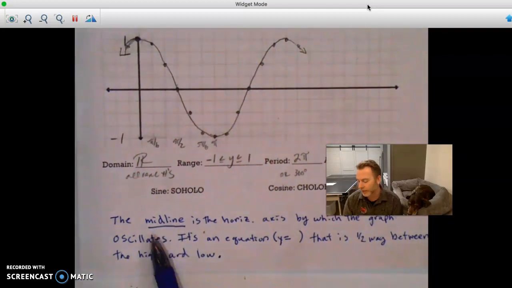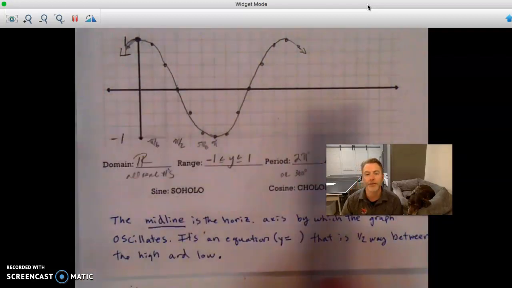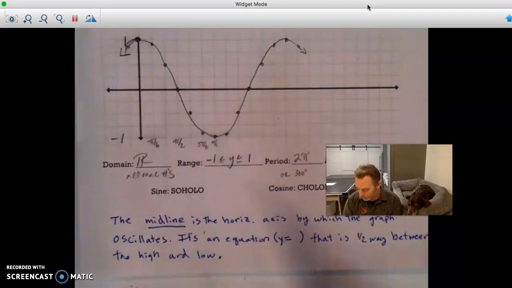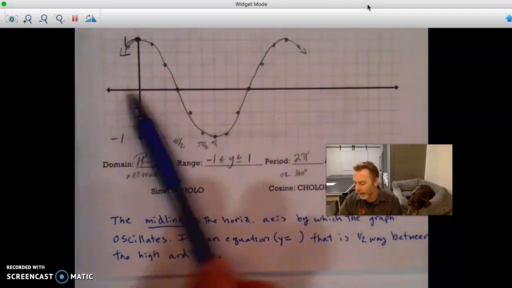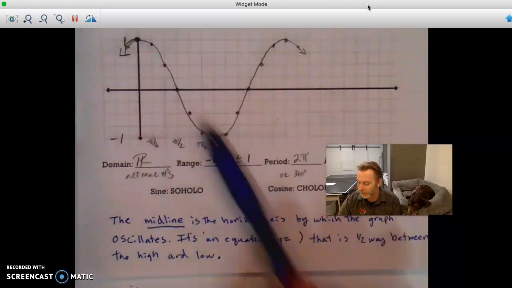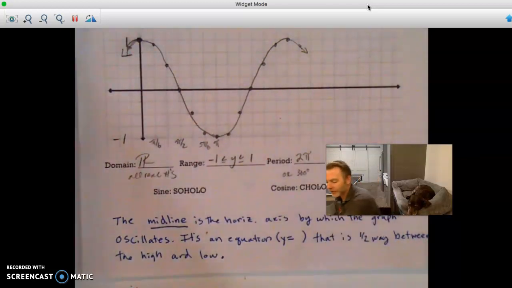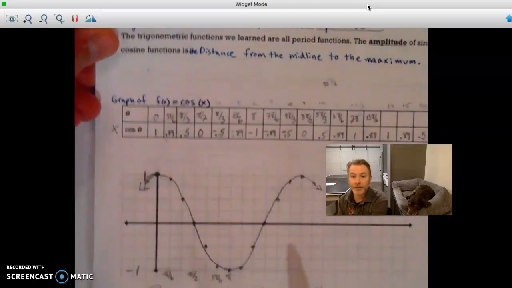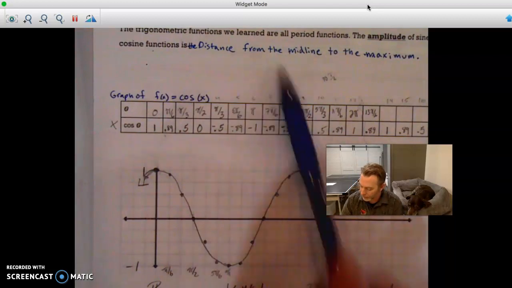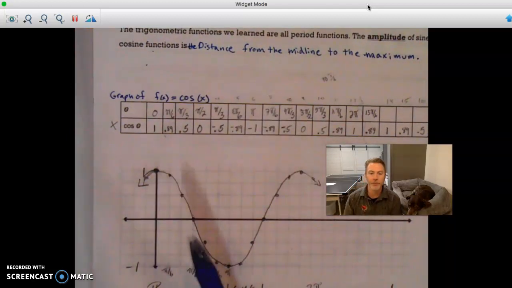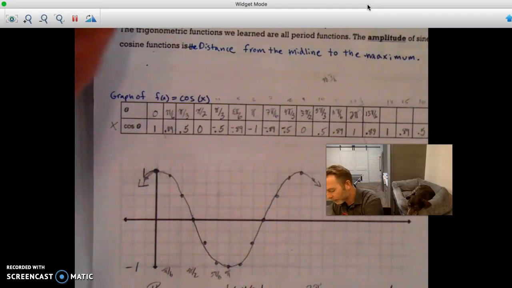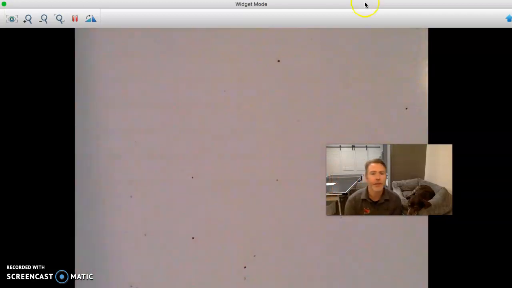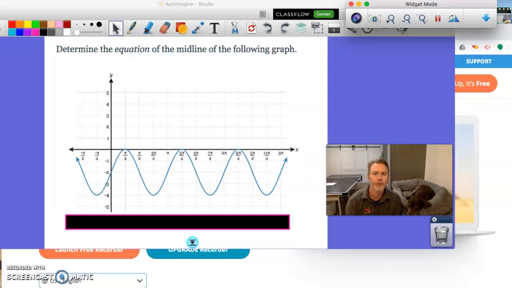Each sine and cosine curve has what we call a midline, and we're going to identify and find that today. Besides the highs and low points and this midline, trig graphs also have something called the amplitude. Our definition of amplitude is the distance from the midline to the maximum. That will always be positive. We're going to go through a couple of examples and then have you do some practice on Delta Math.